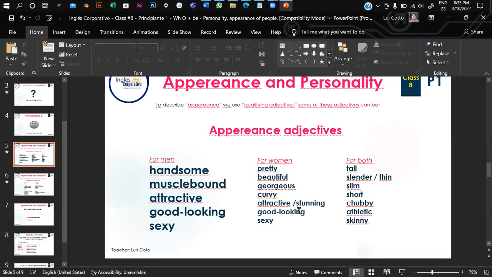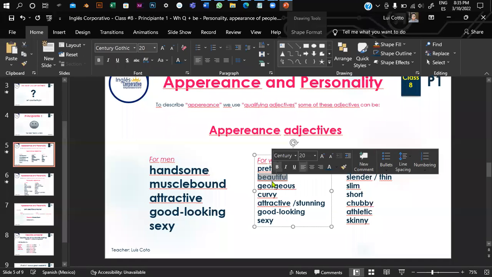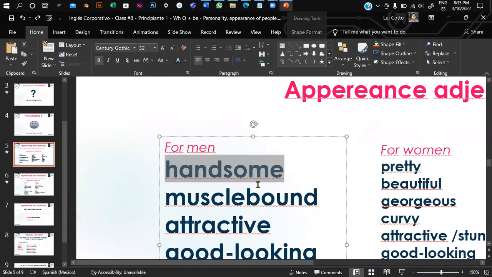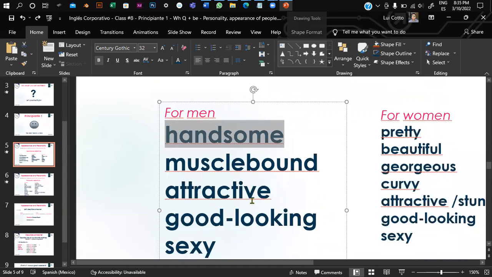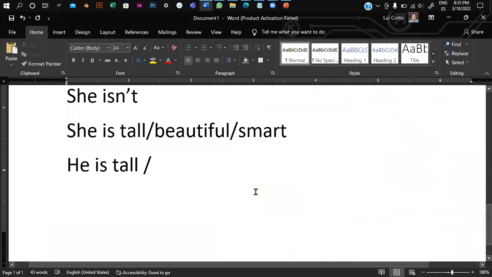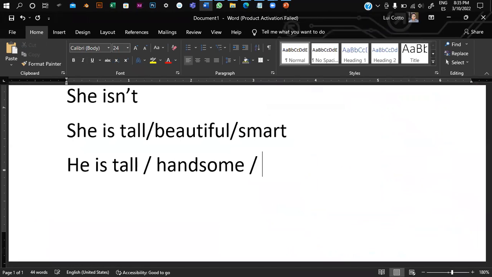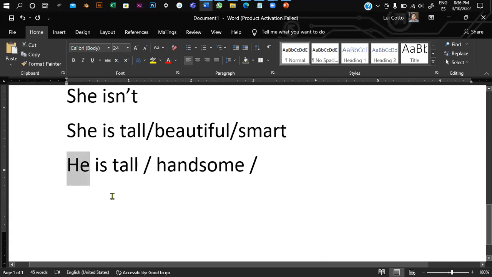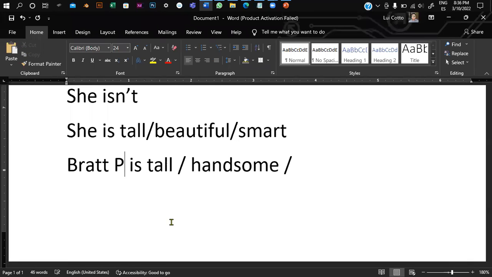Beautiful. Beautiful, no, because that is for women. Es para mujeres. Beautiful. For men is? Attractive, handsome. Okay, for men. He's handsome. Okay. Brad Pitt. Don't say Brad Pitt. You say he. Aquí ya está Brad Pitt. He or Brad Pitt. Okay, it is the same.